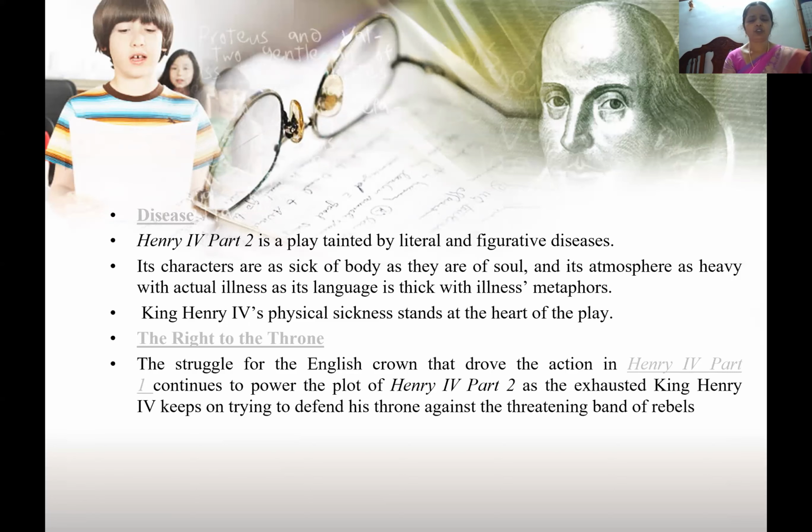The right to the throne is yet another theme in this play. The struggle for the English crown that drove the action in Henry IV, Part 1 continues to power the plot as the exhausted King Henry IV keeps on trying to defend his throne against the threatening band of rebels.